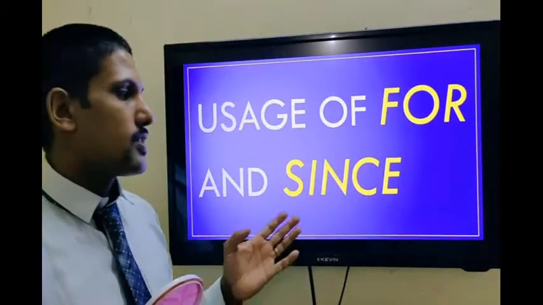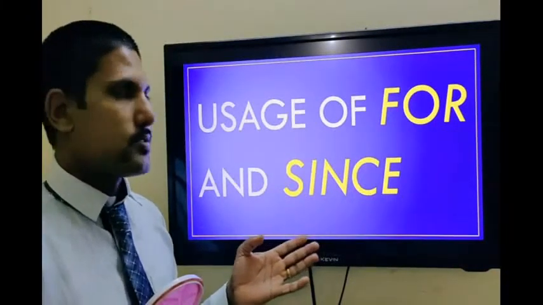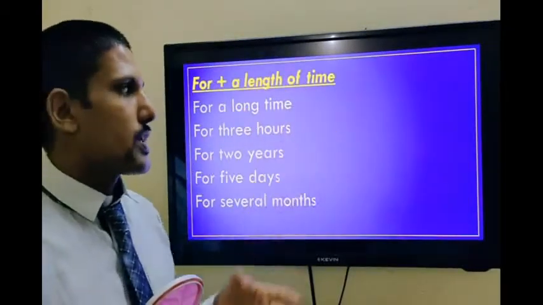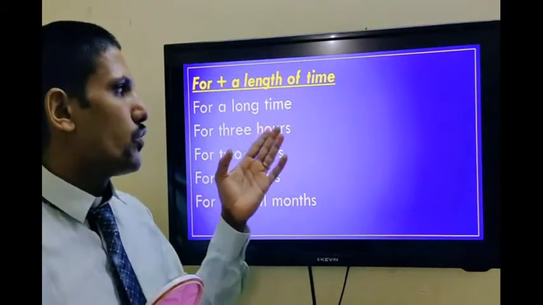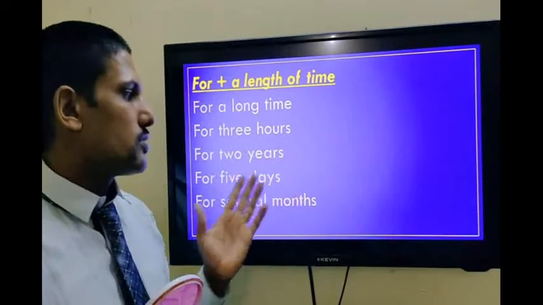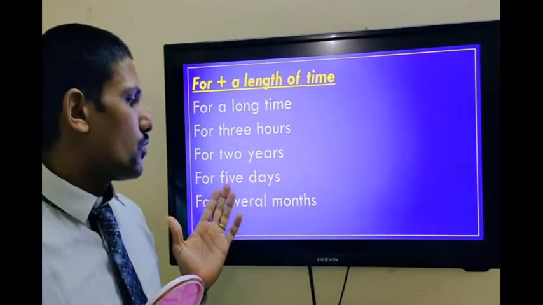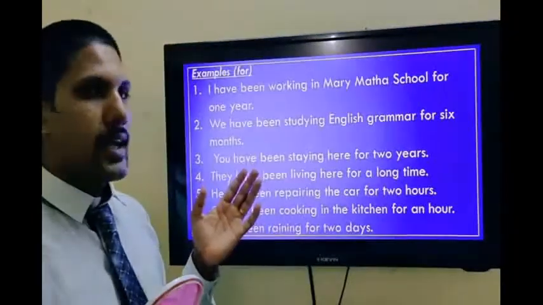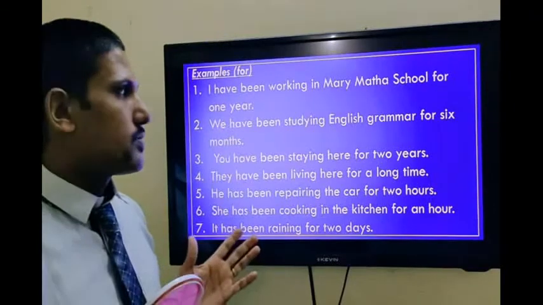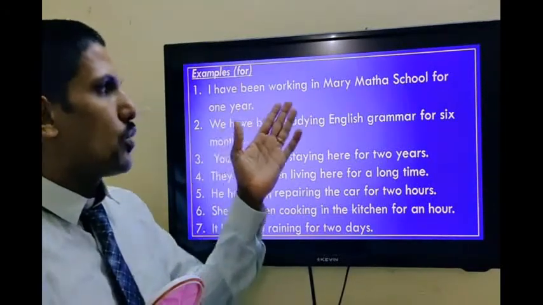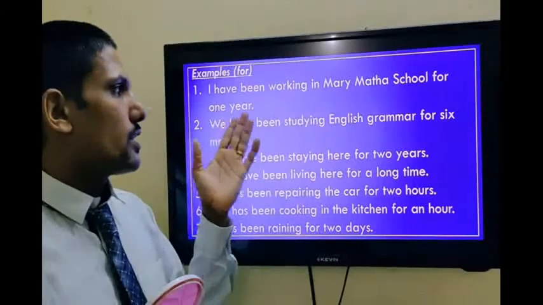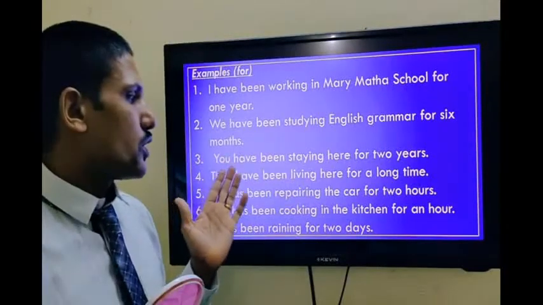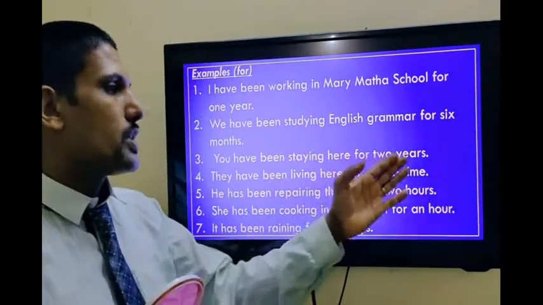Usage of for and since in present perfect continuous tense. For is used for a period of time or length of time. Examples: for a long time, for 3 hours, for 2 years, for 5 days, for several months, etc. Examples of for with different subjects. I have been working in Mary Mata School for 1 year. We have been studying English grammar for 6 months. You have been staying here for 2 years.